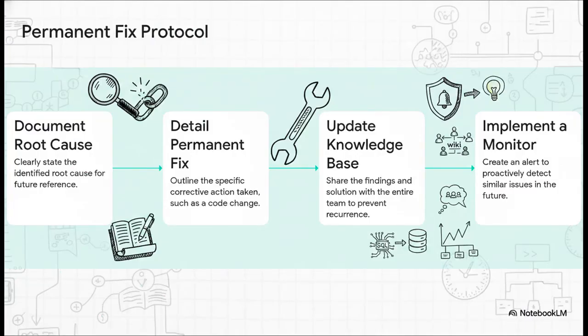It's a simple protocol. First, you document that root cause, clearly and simply. Second, you detail the permanent fix. In our case, that means correcting the SQL join. Third, and this is crucial, you update the team's knowledge base, the wiki, whatever you use. You have to share what you learned. And finally, you implement a monitor. Maybe it's a simple alert that goes off if that job ever starts running way longer than it should.